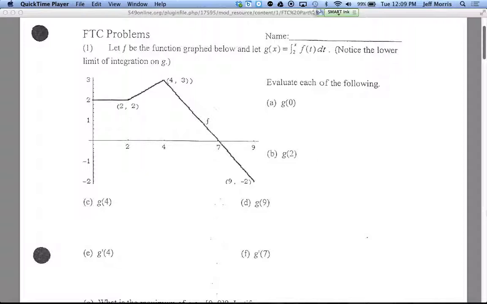So here's g of x. G of x is the definite integral from 2 to x of f of t dt. So what is g of x really doing? It's area under the curve of what? F. And what they've shown you is f.